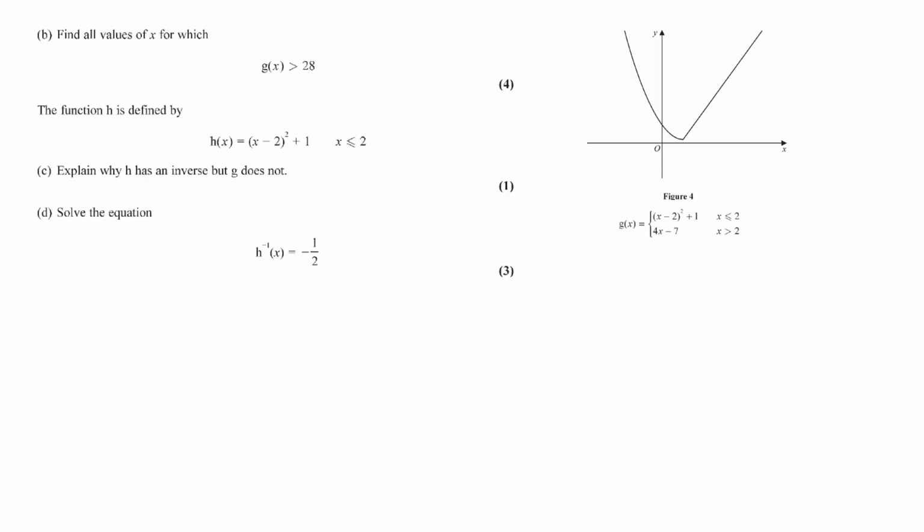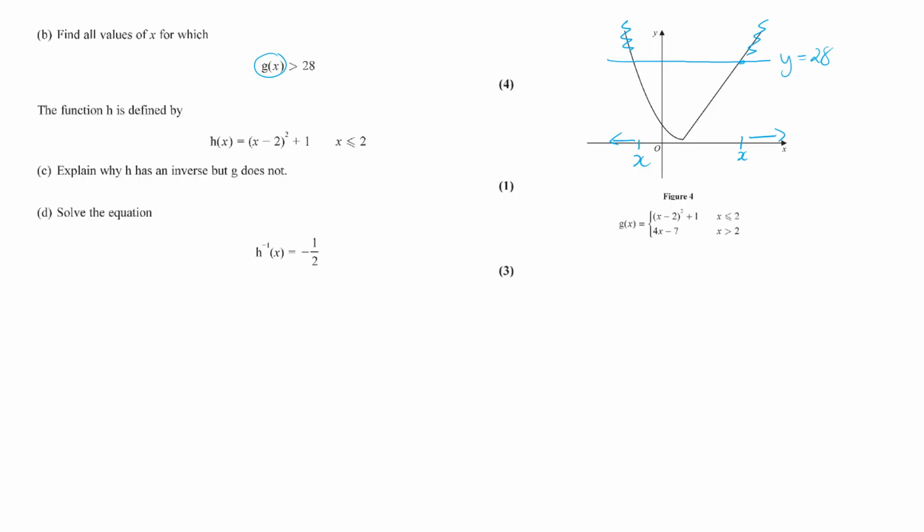Okay, part B, we're being asked to find x values for which g of x is greater than 28. Now remember, g of x just is the same as y. So if we draw a line here at y equals 28, if we find the x value where they meet both of those different sides of the function, then we can see that g of x is going to be bigger than 28 for x bigger than that value, and it's going to be bigger than 28 for x less than that value. So we need to find where they meet.